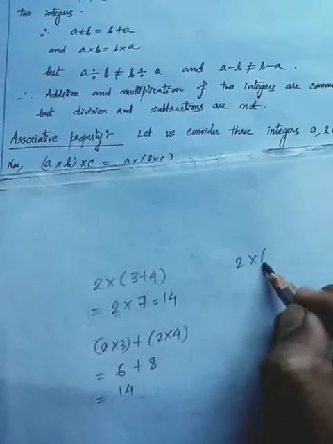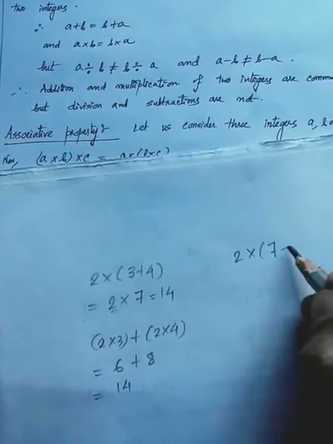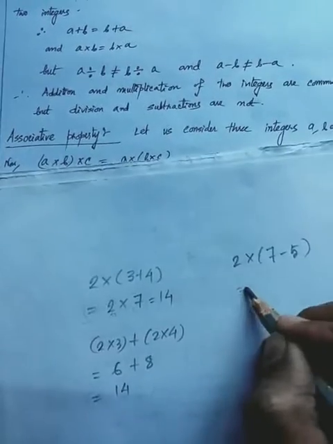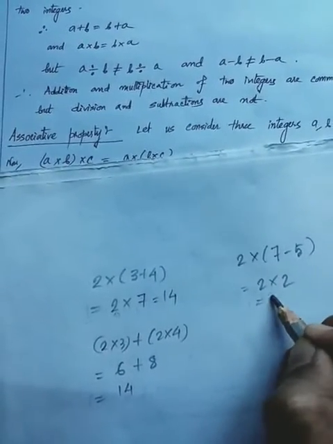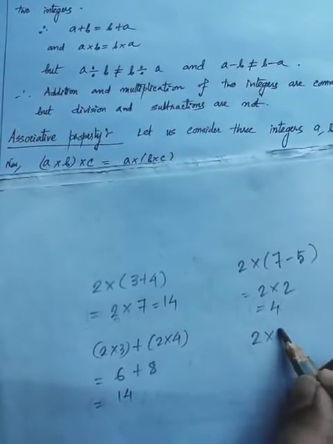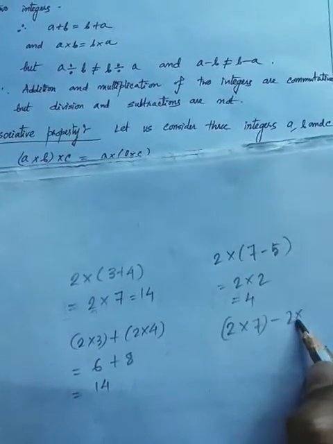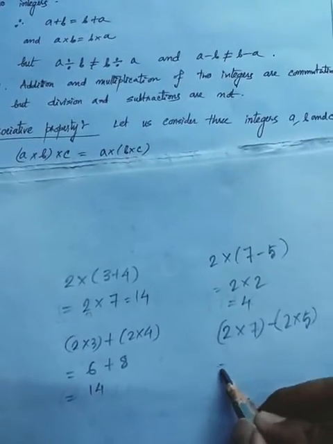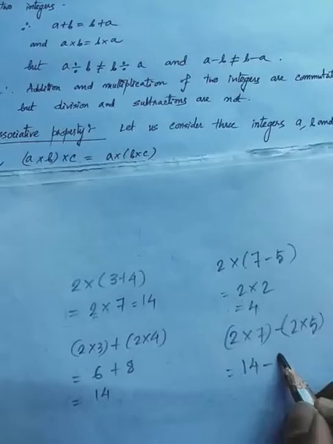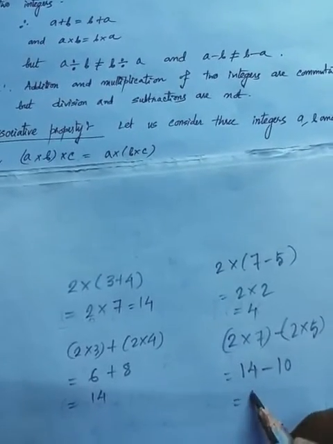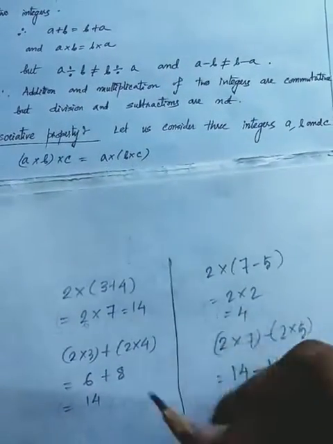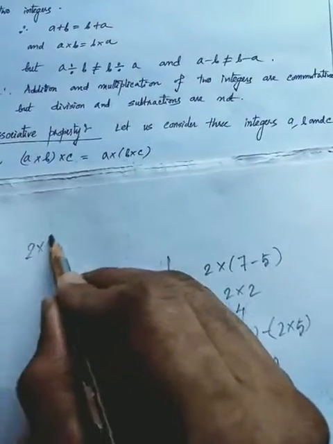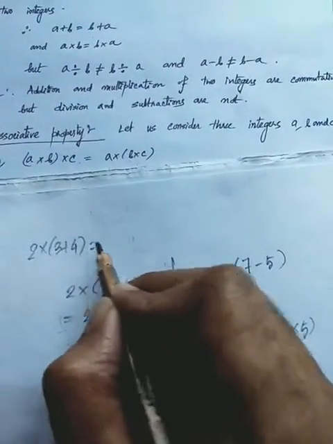If I check the same result for subtraction, suppose I am writing 2 into 7 minus 5, this will give you 2 into 2, that is 4. If I write 2 into 7 minus 2 into 5, will the result be the same? This will give you 14, this will give you 10, so the subtraction will give you 4. So you can see that in both of the cases, we can write this.